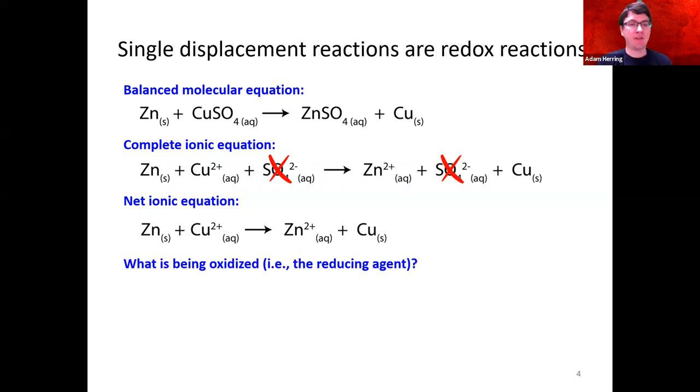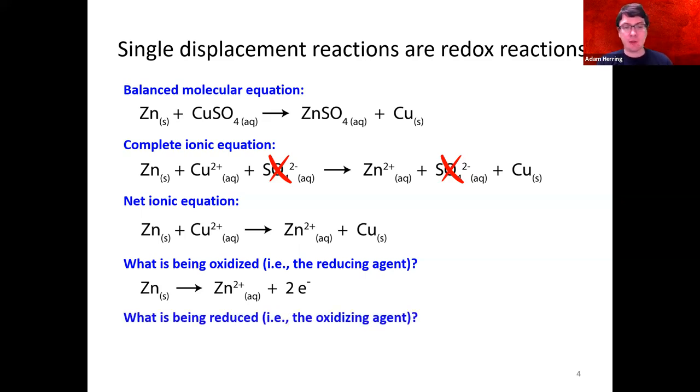So if we identify the substance being oxidized, remember oxidation is the loss of electrons. Zinc is the element losing its electrons. And so we express that as zinc metal going to the zinc ion, and the product also contains 2 electrons. And we show that those are dissociated from the zinc metal.